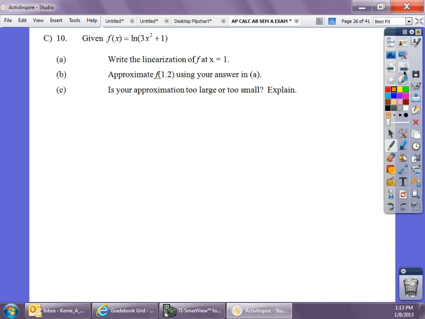Number 10, ln of 3x squared plus 1, write the linearization at x equal to 1. So the linearization would be that I need the point.